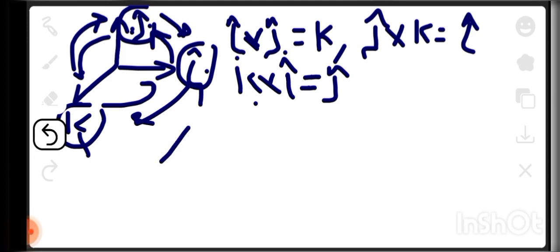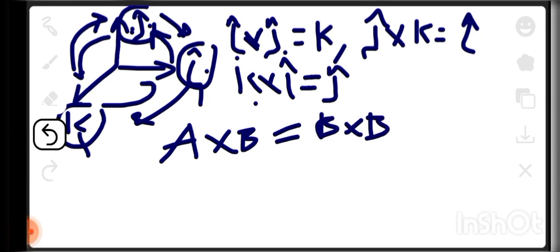For example, if you have A cross B, it's not the same as B cross A. So what is A cross B in form of B cross A? A cross B will be the negative of B cross A. The thing will be negative if you interchange it, because cross product is not commutative. So you take note of that.